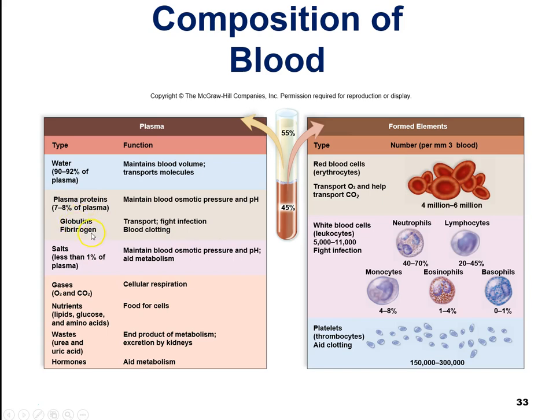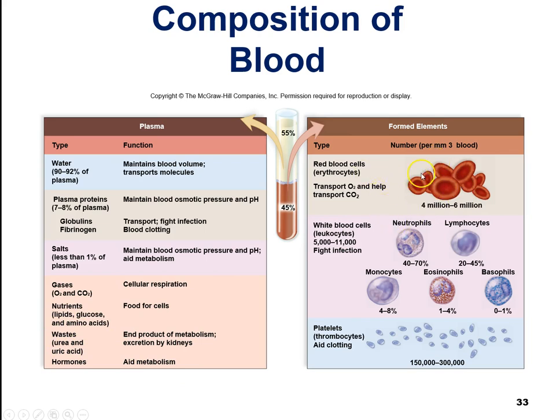Some examples of plasma proteins are globulins and fibrinogen. Fibrinogen is particularly important in blood clotting, and globulins in fighting infection. Salts make up less than 1%. Gases, oxygen and carbon dioxide, are obviously carried around in the blood. Nutrients are carried around in the blood as well, as are wastes and also hormones.